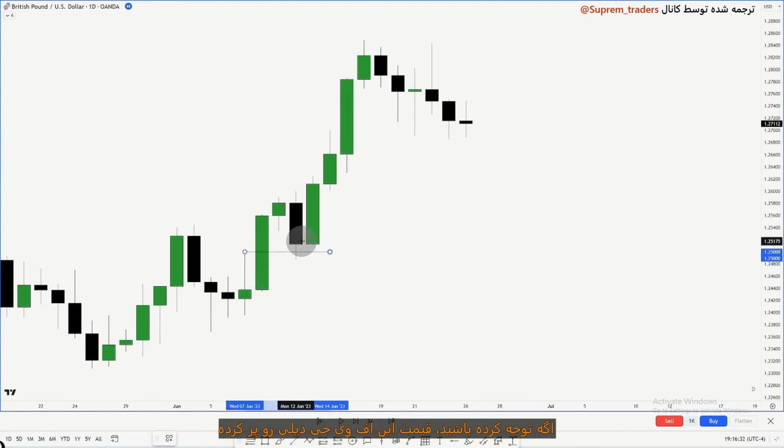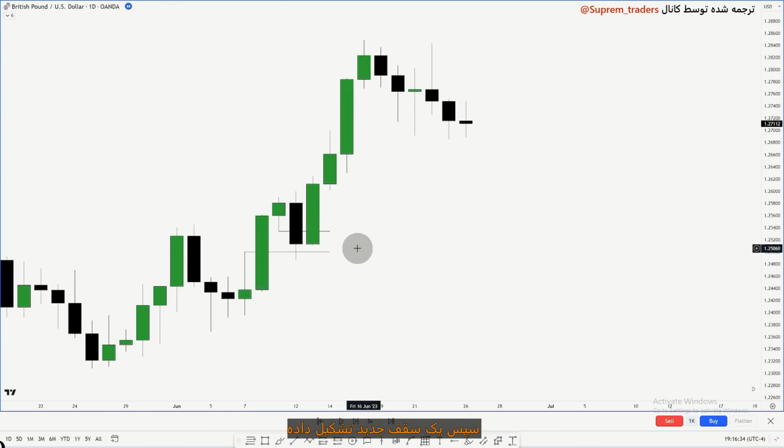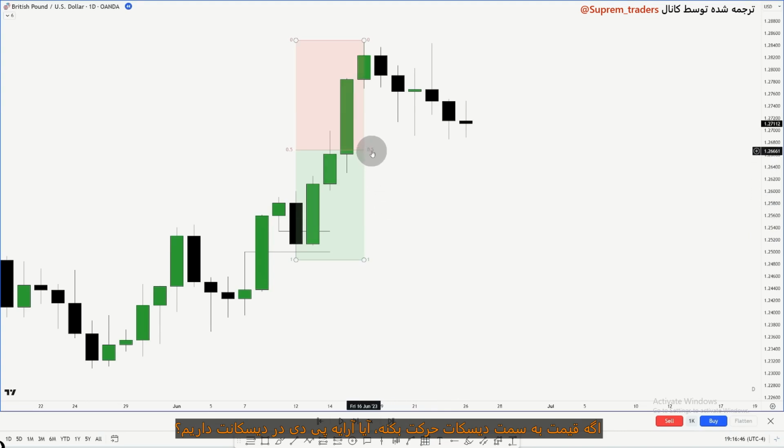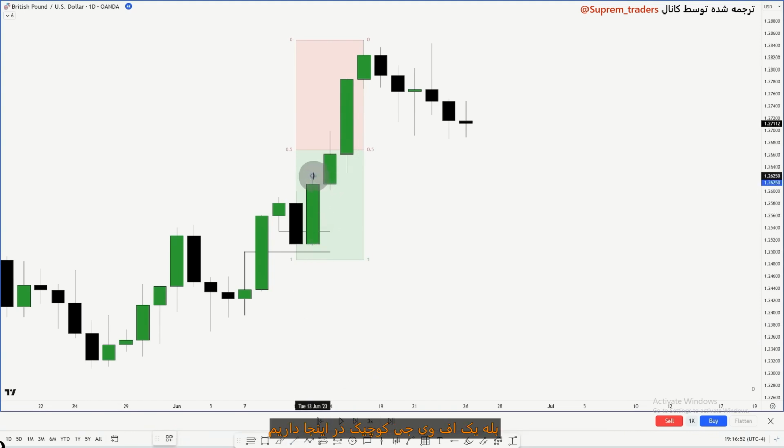For this next example, we have the pound dollar on the daily chart. If you notice, we filled this daily fair value gap, and then we make a new high, and we have an aggressive displacement range right here. So marking this out from high to low. If price wants to draw back into a discount, do we have a PD array in discount for it to reach for? We do. We have a small little fair value gap right here.